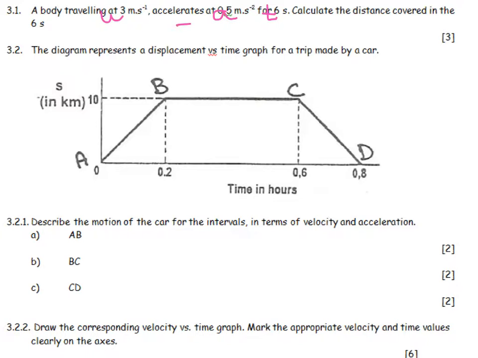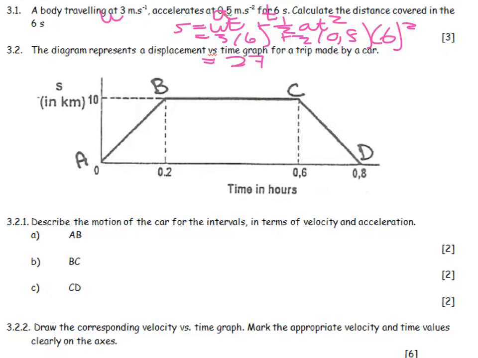So we are going to say distance, or displacement, is equal to ut plus a half at squared. Substituting in values, 3 times 6 plus a half, 0.5, and 6 squared. This is not going at a constant velocity, so I have to use an equation of motion, and I'll end up with 27 meters. That wasn't too bad.